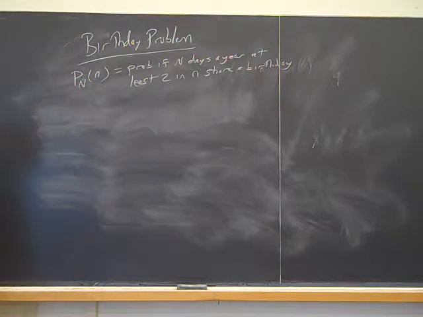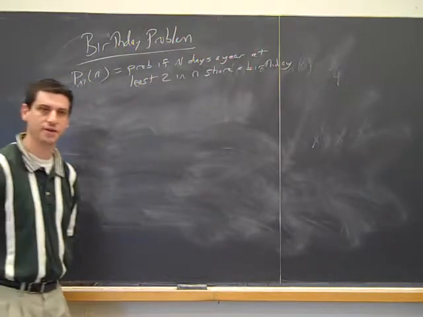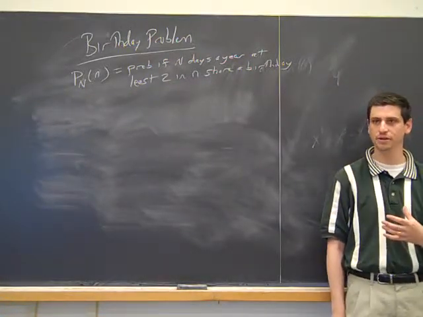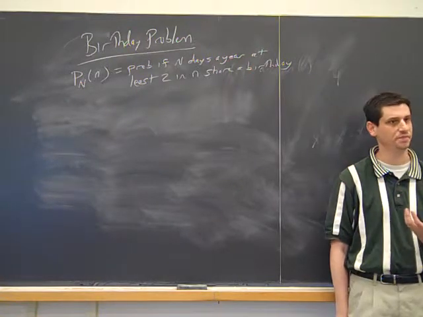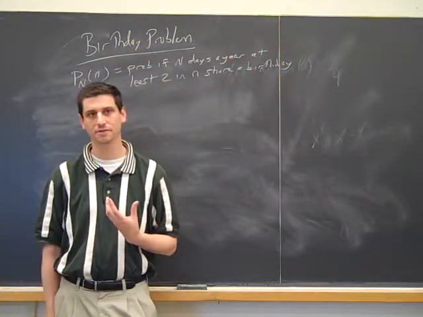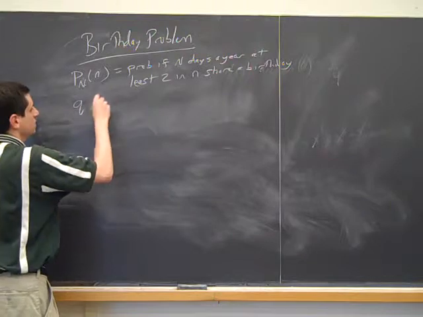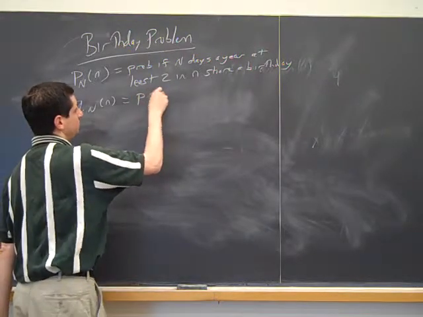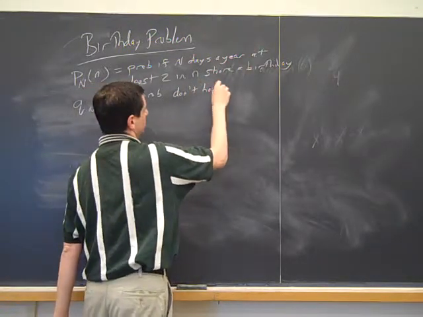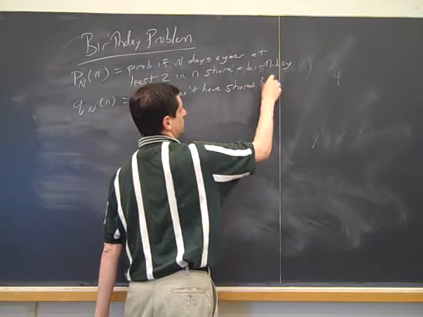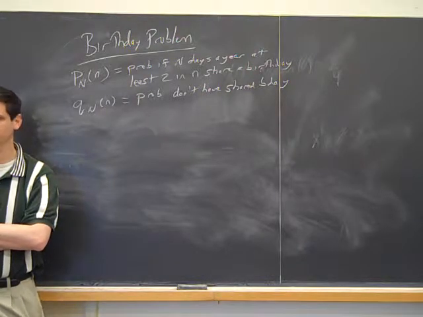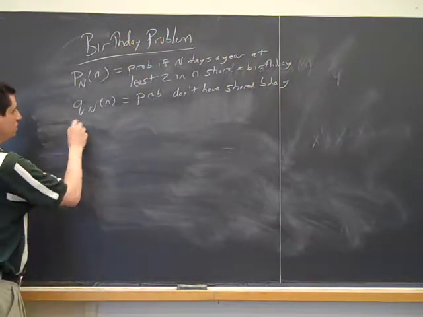I want to calculate the probability that in N days at least 2 people share a birthday. It turns out in probability, it's sometimes easy to calculate not what you want, but the probability that what you want doesn't happen. If I know the probability something doesn't happen, do I know the probability it does happen? Yeah. So Q sub N of n is the probability we don't have a shared birthday, again with little n people in a year with big N days. Let's calculate what this probability is.